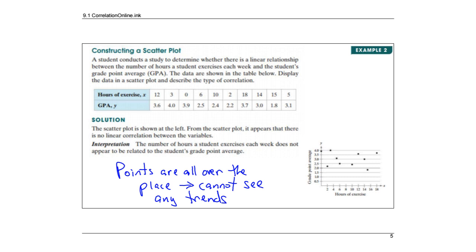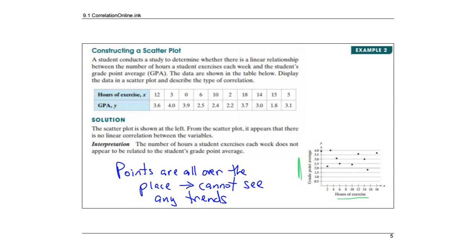All right, so this is a study where they wanted to look at the number of hours a student exercises per week, so that's x, and see if that had anything to do with their GPA. Probably hoping that the more they exercise, that helps their GPA go up. And so they grabbed data for these students, and so x is the hours of exercise. That's going to be down here on the graph. And then the y is the GPA over here. They plotted the points, and look what happens.